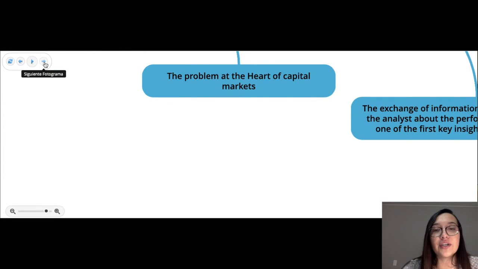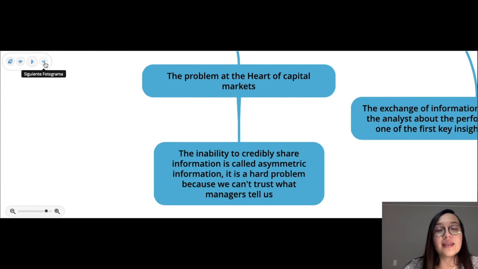The problem at the heart of capital markets. The inability to credibly share information is called asymmetric information. It's a hard problem because we can't trust what managers tell us. Remember that we have what managers want.